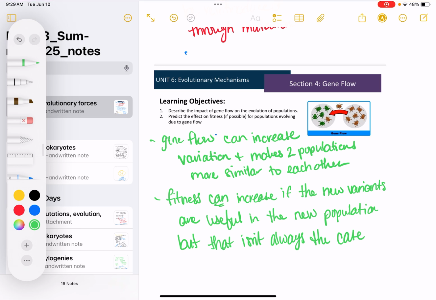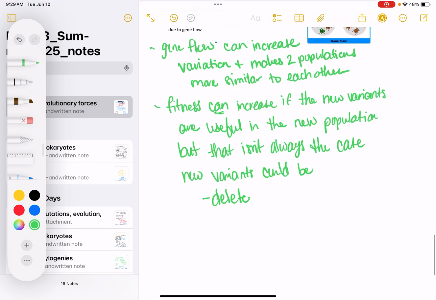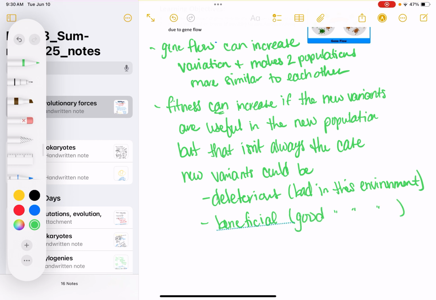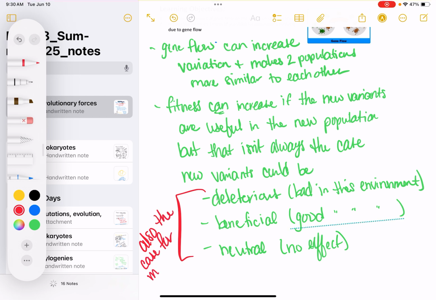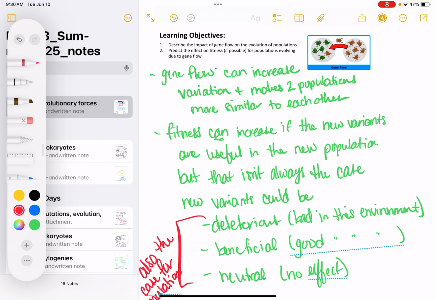Because those new mutations, those new variants, could be deleterious, so that's bad in the second environment. They could be beneficial, so they're good in this environment. Or they could be neutral, where they have no effect. They're not good or bad. These three, remember, are also the case for mutations. Mutations can be good, bad, or neutral depending on the environment that it's in. All right, and then that's it.